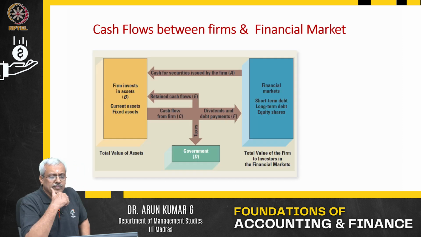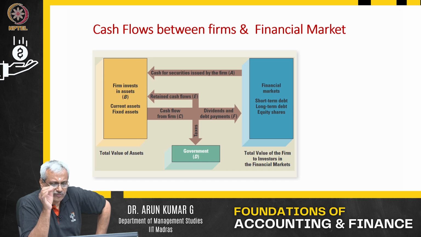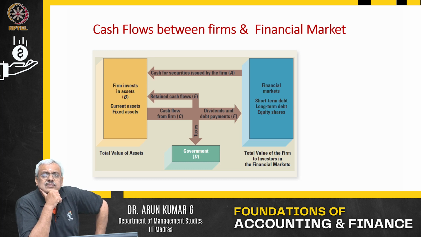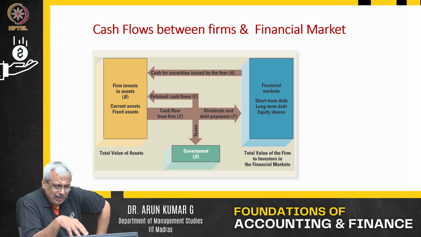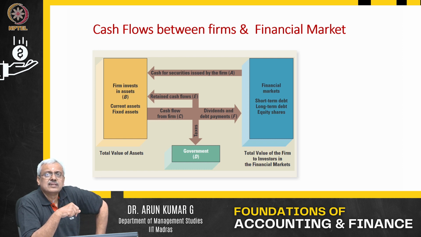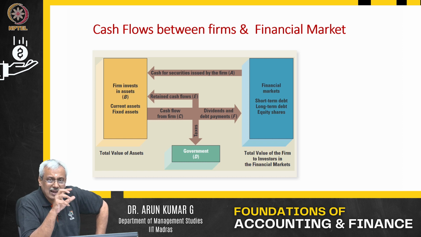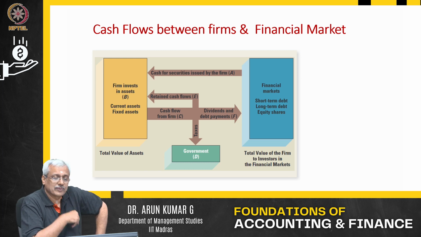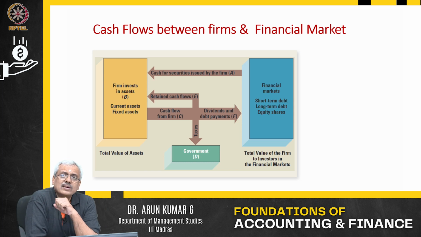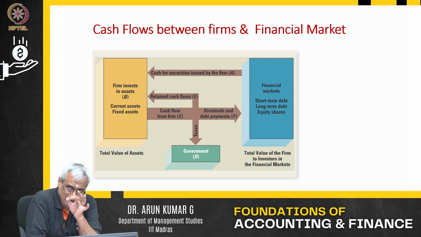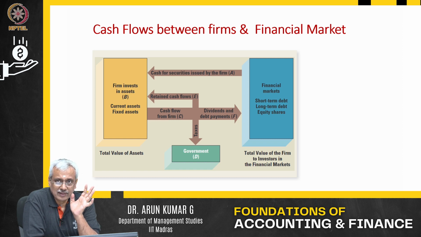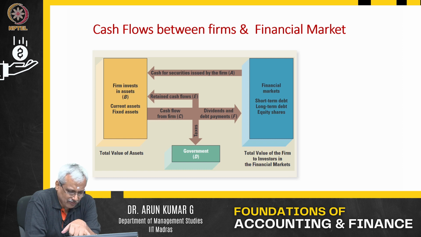Moving on, we talk about cash flows between firms and financial markets. We have depicted the entire set of interactions between a firm and the financial market in this slide. Let us go one by one. Investors, with the help of financial markets, the primary market, invest money in the firm. That is why you see cash for securities issued by the firm.